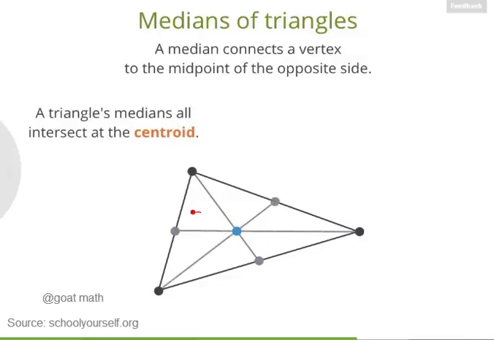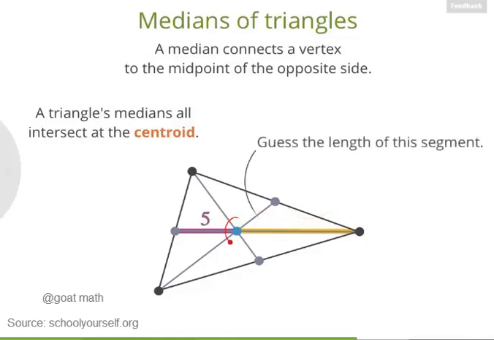Let's quickly take a closer look at this median here. Suppose I were to tell you that this segment between the centroid and the midpoint has a length of 5. Then what would you estimate is the remaining length of the median between the centroid and this vertex on the right?